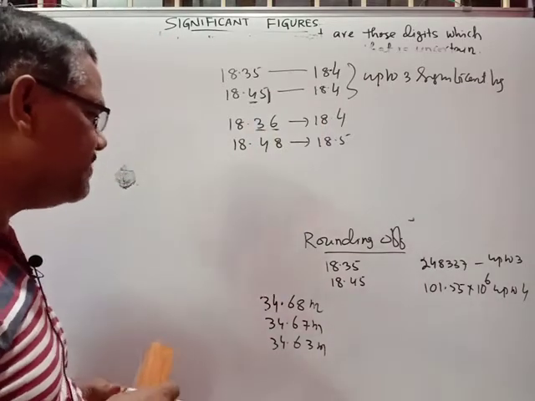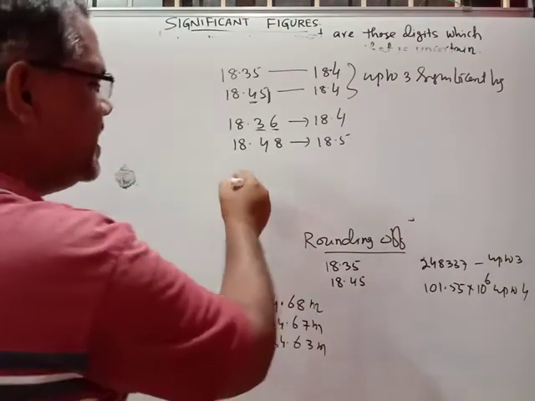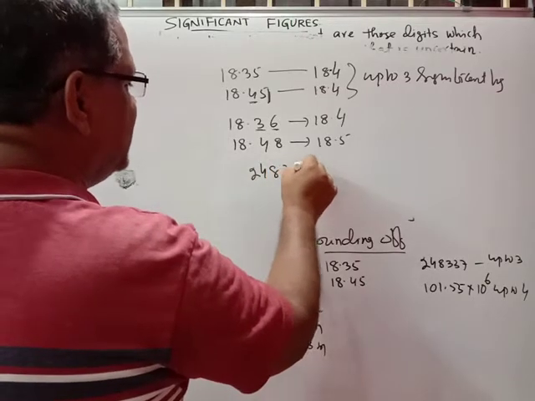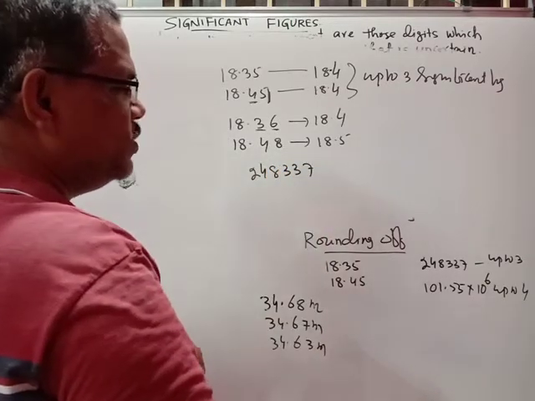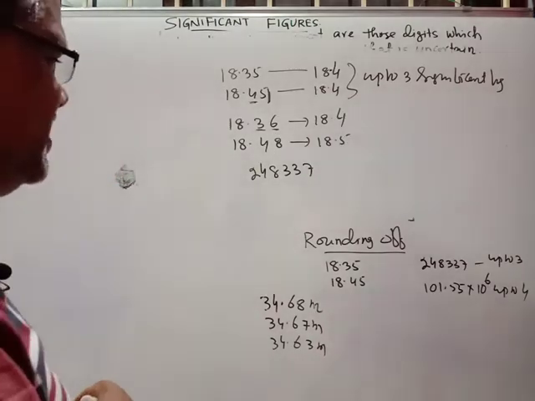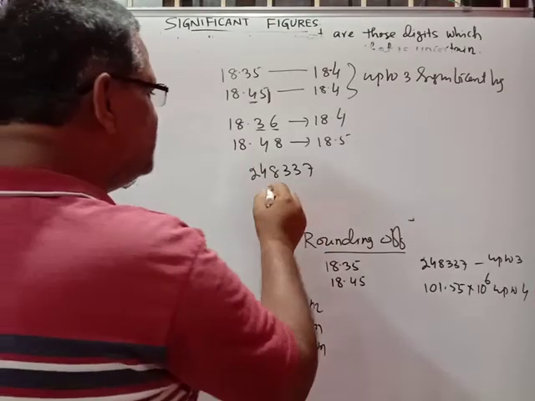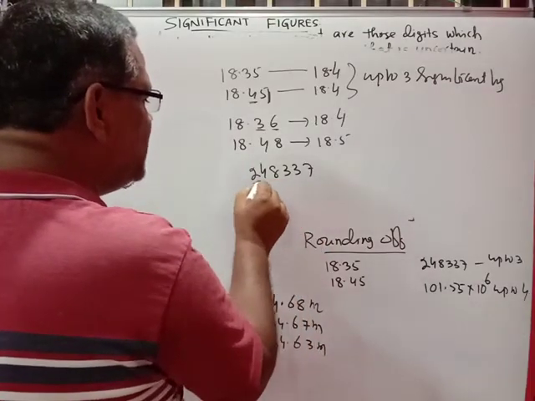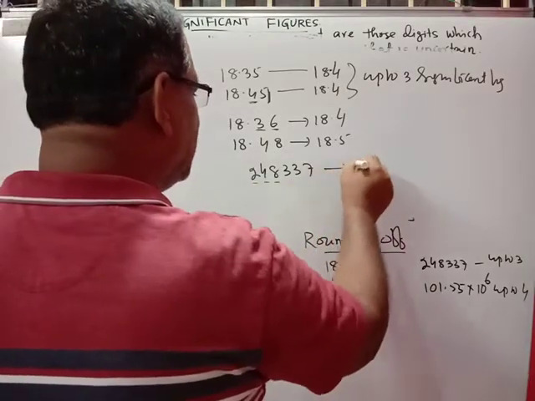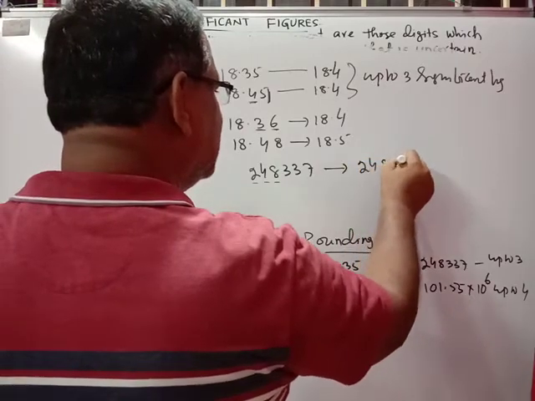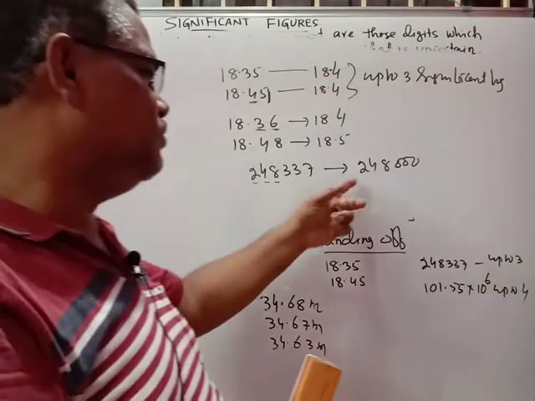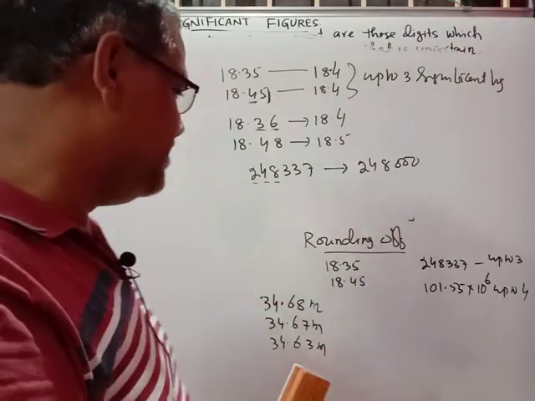In these rounding cases, we can take another example, 248,337. Suppose the figure is here, and the question is to round the figure to 3 significant figures. Whenever the question is about 3 significant figures, you must consider 1, 2, 3, and the remaining part is simply rounded off, so it is 248,000, because 248,000 has 3 significant figures.